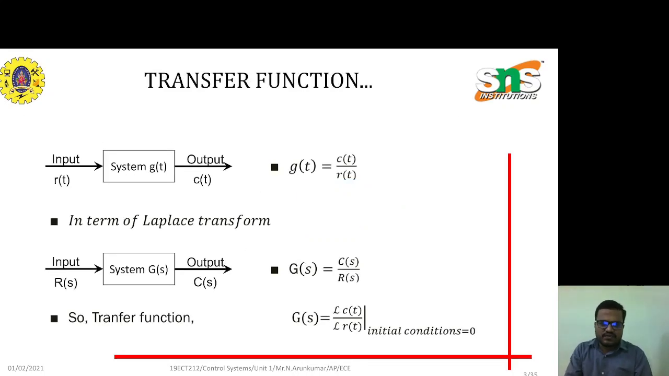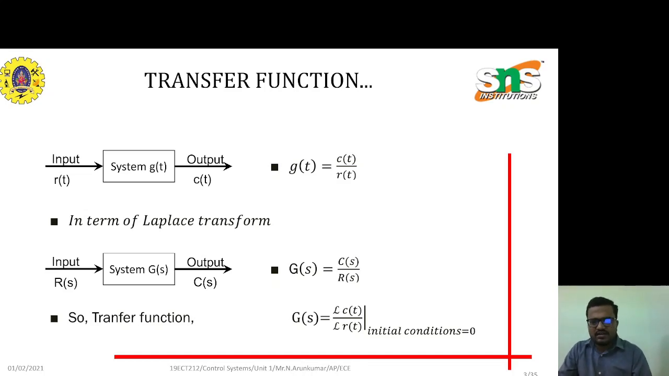The next one is transfer functions, input and output in terms of Laplace transform. Initially we are going to take g of t equal to output over input. G of t is a transfer function. G of t equals c of t by r of t, where c of t is the output and r of t is the input. This common block can be converted into the Laplace transform as g of s, because s is nothing but your system function. So g of s equals c of s by r of s.